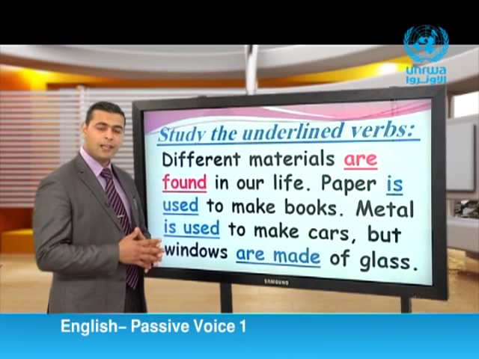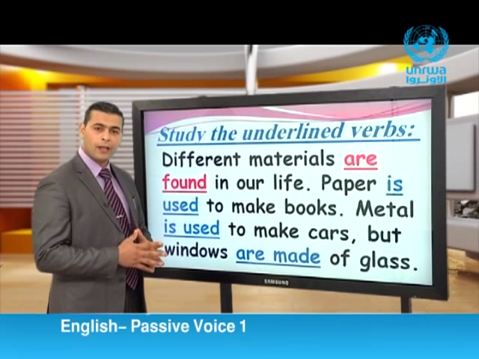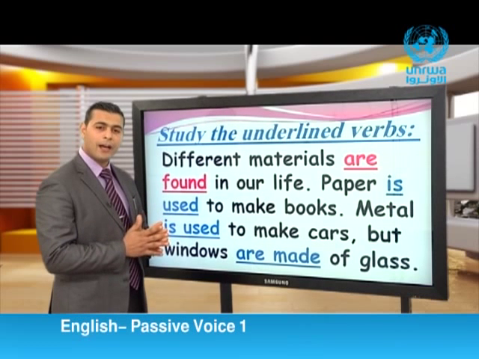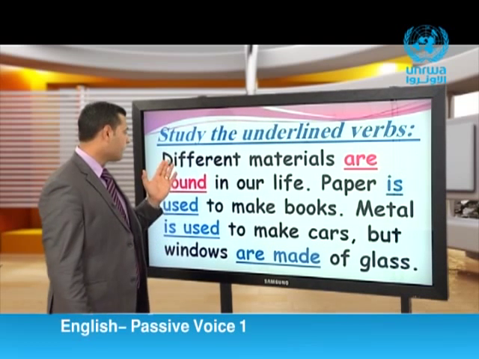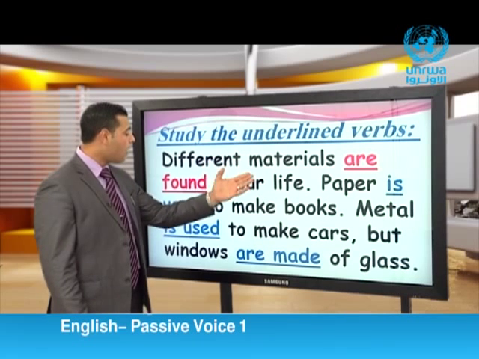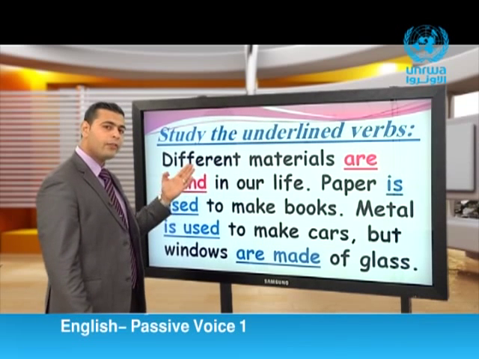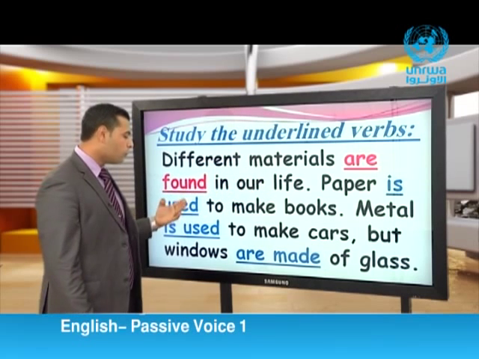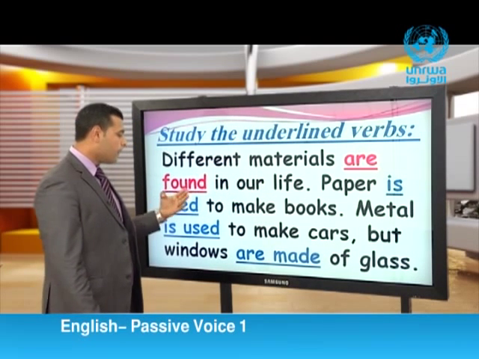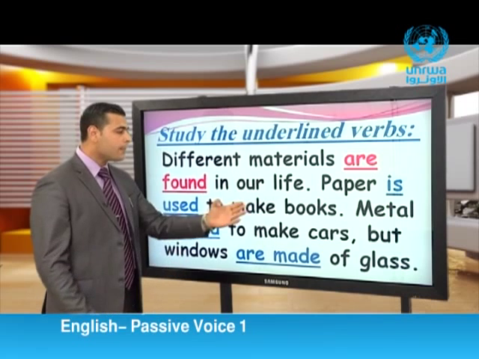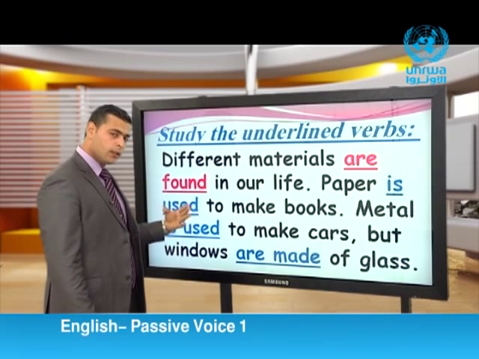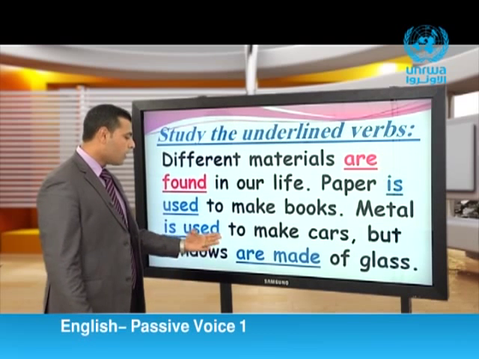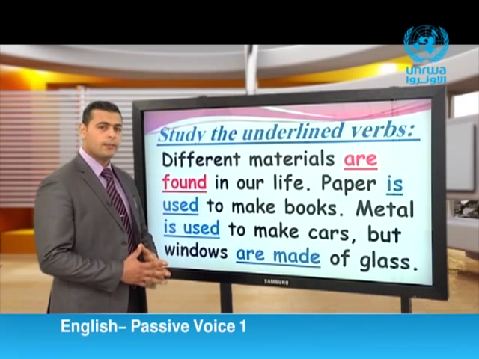Let's read it again to emphasize the underlined verbs. Different materials are found in our life. Paper is used to make books. Metal is used to make cars. But windows are made of glass.